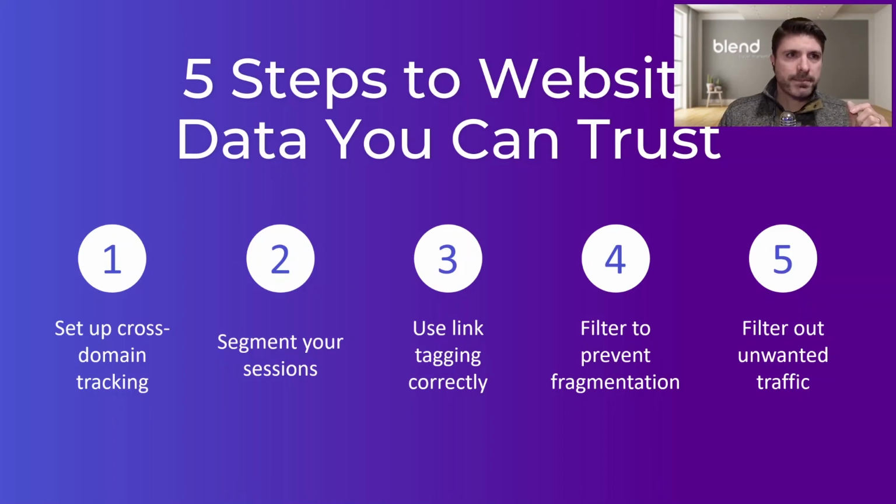So let's recap. The five steps that you need to take so that you can trust your website data and efficiently work inside of Google Analytics. Number 1, set up cross-domain tracking, especially if you're using a booking engine that doesn't handle this automatically for you. Number 2, segment your sessions so that session types of different intent can be looked at differently. Number 3, use link tagging correctly, but not too much. Number 4, filter to prevent data fragmentation, especially of pages. And number 5, filter out any unwanted traffic.